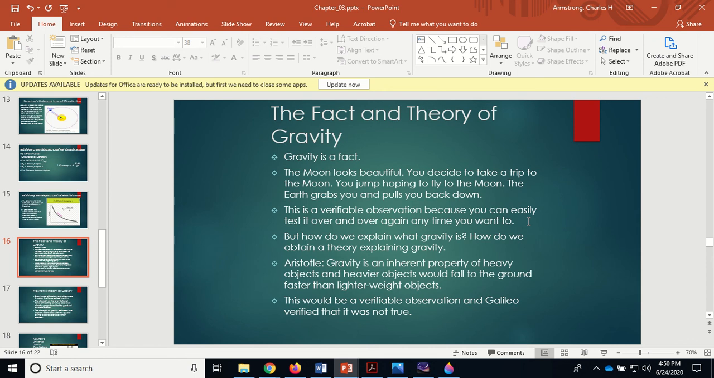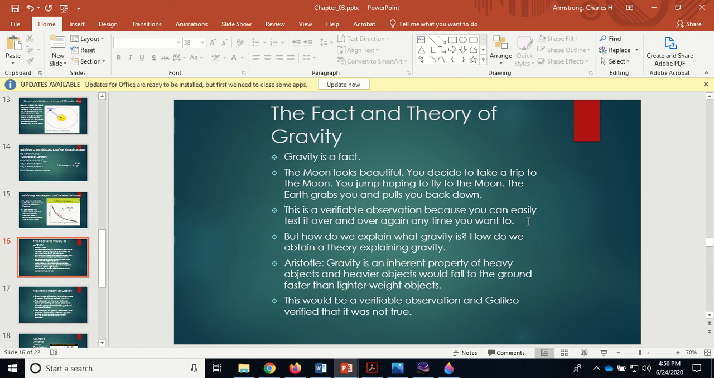You send a rocket up, well, why'd you get a different result? They didn't fall back down. Well, because you put a lot of fuel in that thing, gave it a lot of upward force, and allowed it to accelerate upwards. But how do we explain what gravity is? How do we obtain a theory explaining gravity? Aristotle said gravity is an inherent property of heavy objects, and heavier objects would fall to the ground faster than lighter weight objects. Well, that's not right. This would be a verifiable observation, and Galileo verified that it was not true.